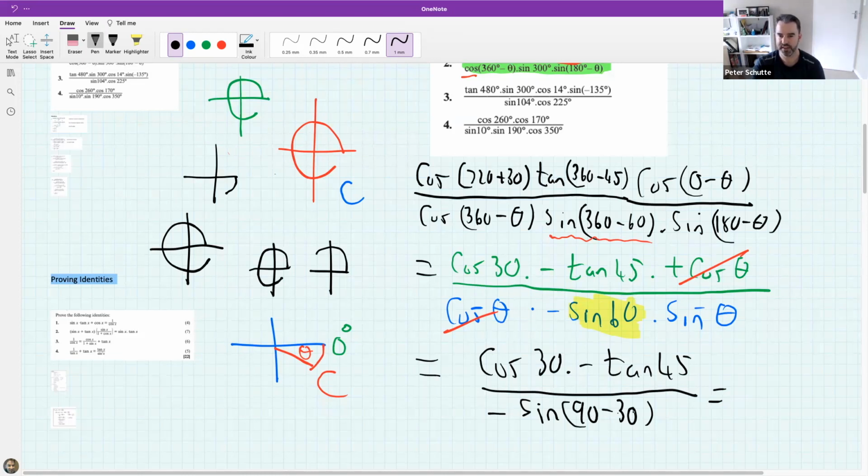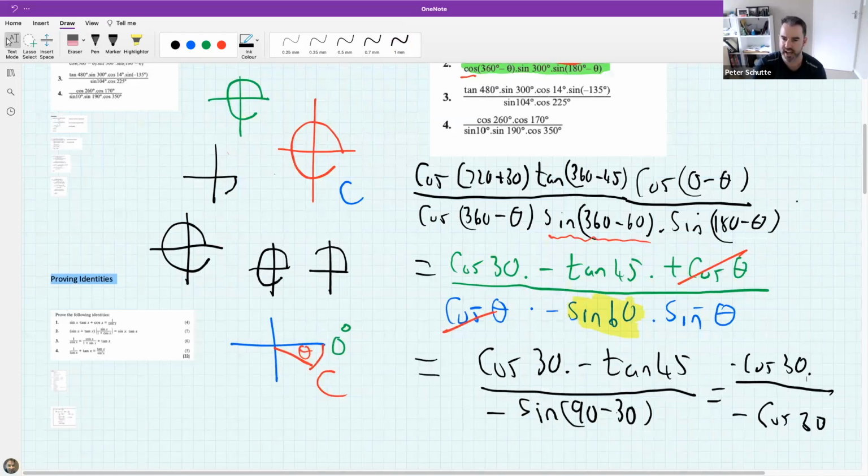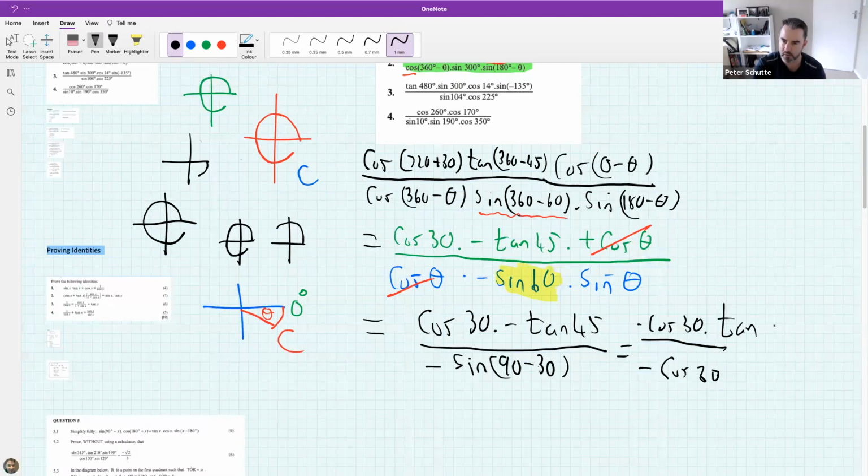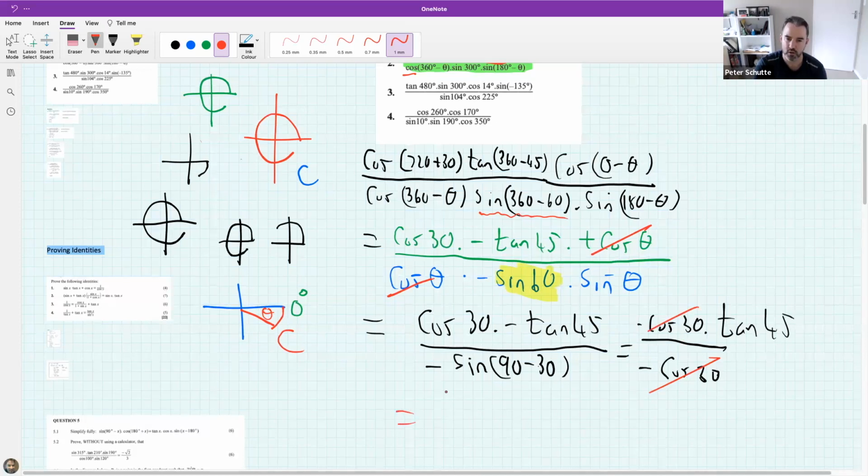So I think this will become minus cos 30. And on the top, if I move the minus to the front, I've got minus cos 30. And then all I've got left is also a tan of 45. But I can cancel those out. So now I have to just evaluate the tan of 45. And we just did that in the previous question where we saw 1, 1, root 2.